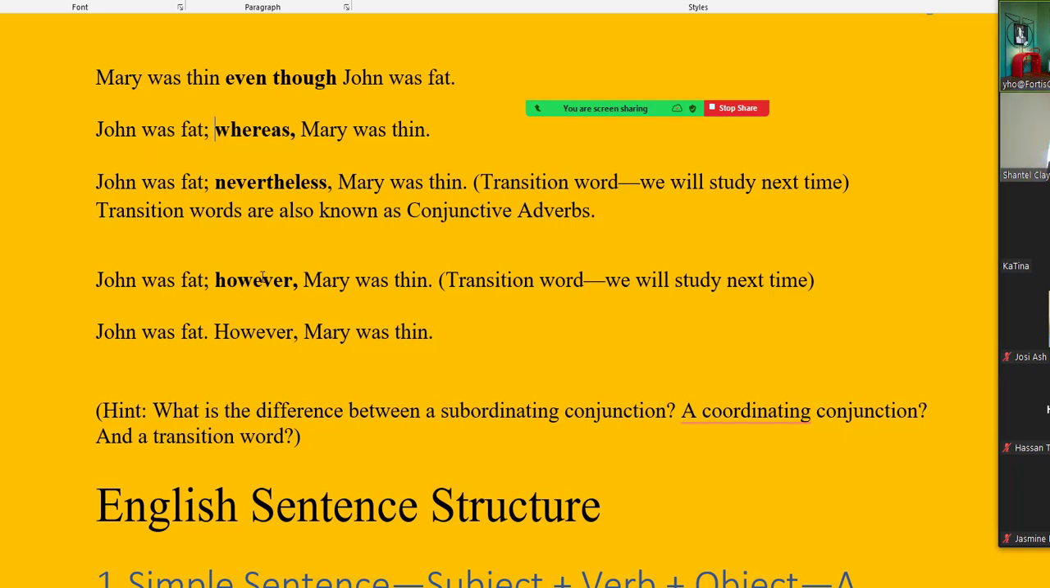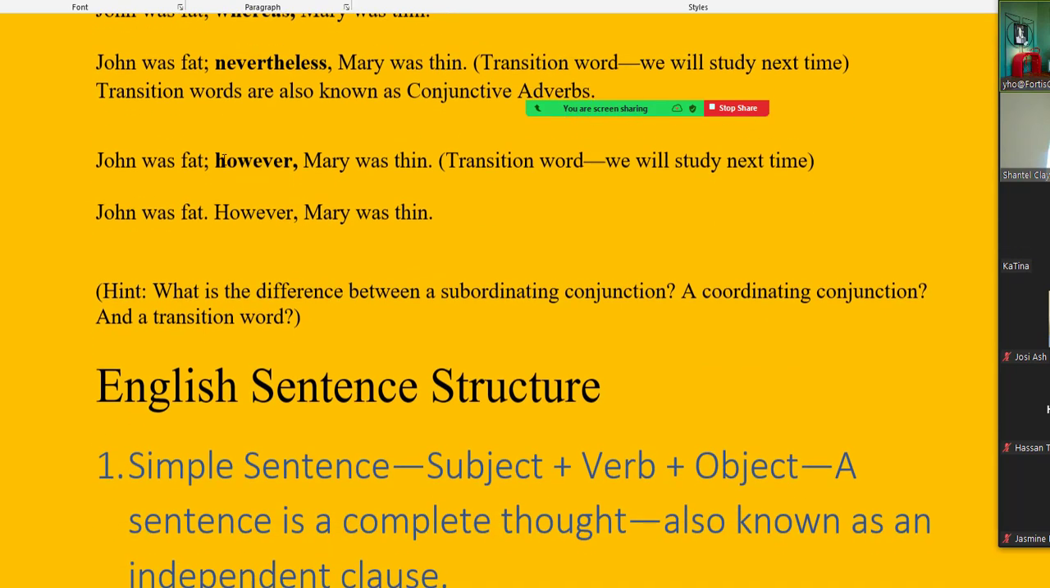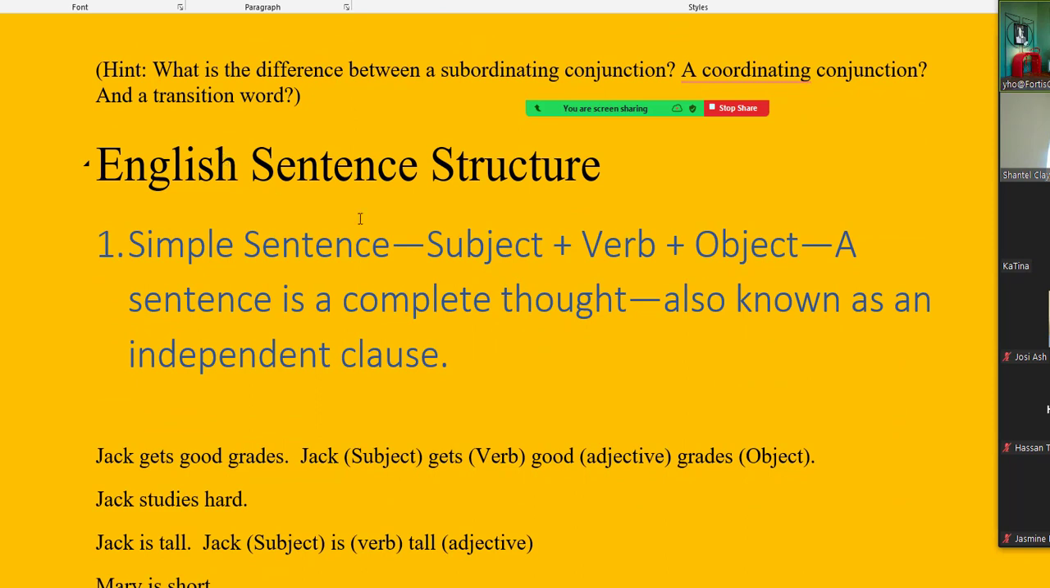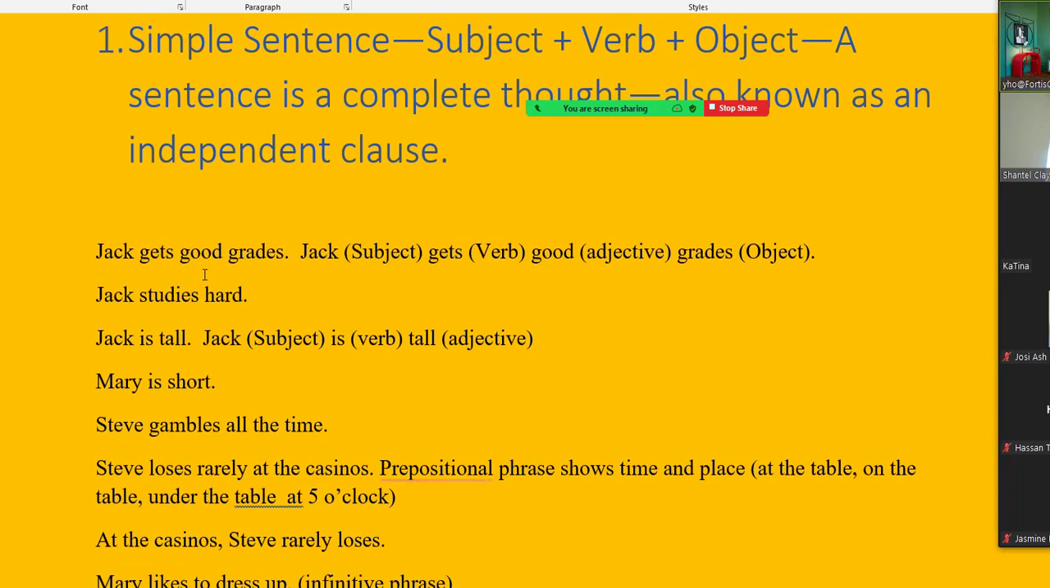Anyway, right now you just have to know the difference between a subordinating conjunction, a coordinating conjunction, and a transition word, or conjunctive adverb, because each of them gives way to a different kind of sentence. So let's go over the sentences. Simple sentence: subject plus verb plus object. A simple sentence is a complete thought, also known as an independent clause. Now, a clause is a group of words with a subject and a verb, and a clause can either be dependent or independent.